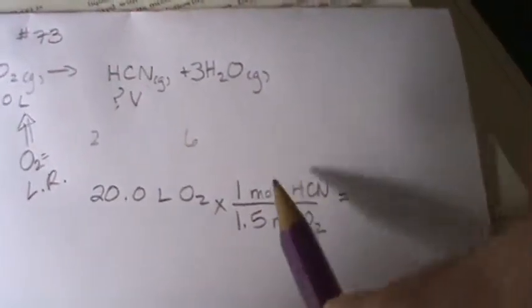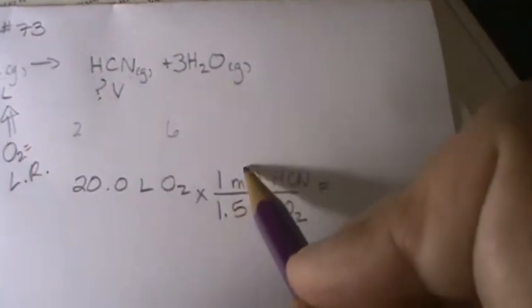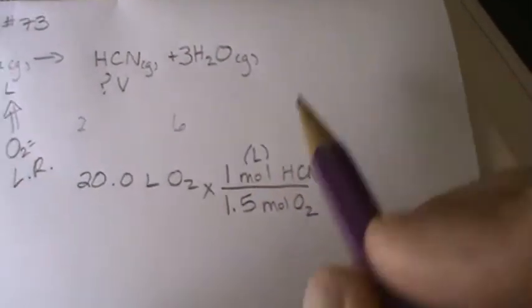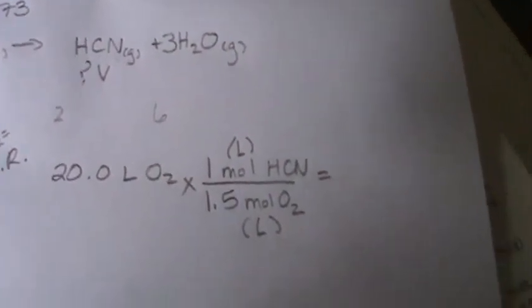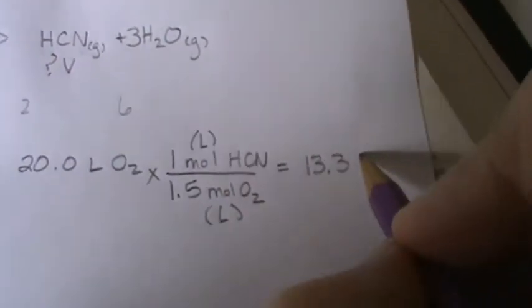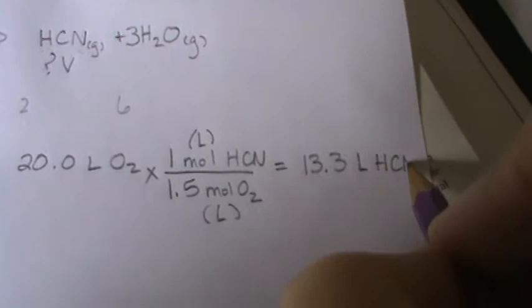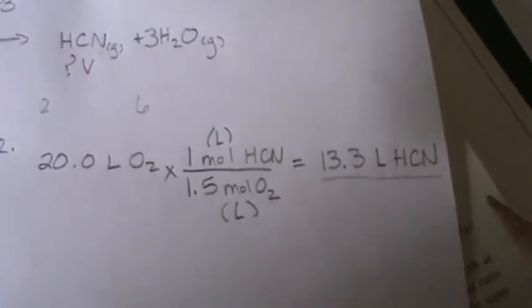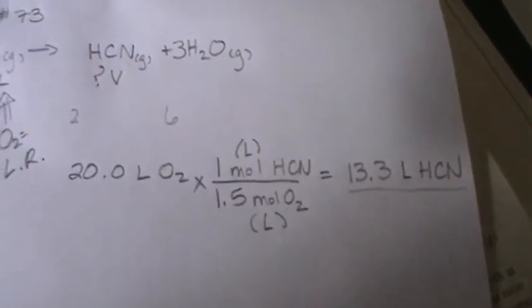Okay, so you could also say, since moles and liters are linked, that 1 liter of HCN is to 1.5 liters of O2 because there's a direct link there. Okay, so this tells us 20 divided by 1.5 is 13.3. This tells us that we'll make 13.3 liters of hydrogen cyanide gas, based on everything being at the same temperature and pressure.